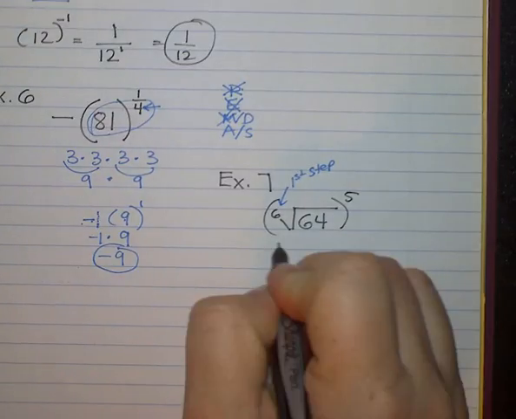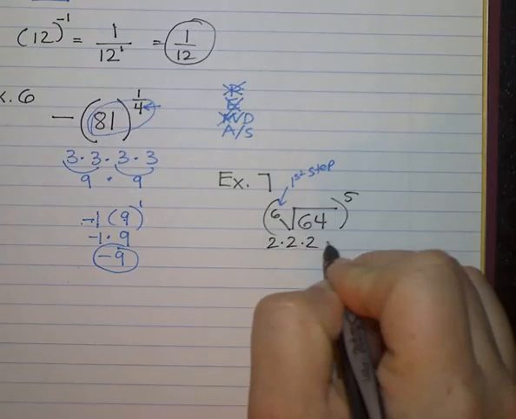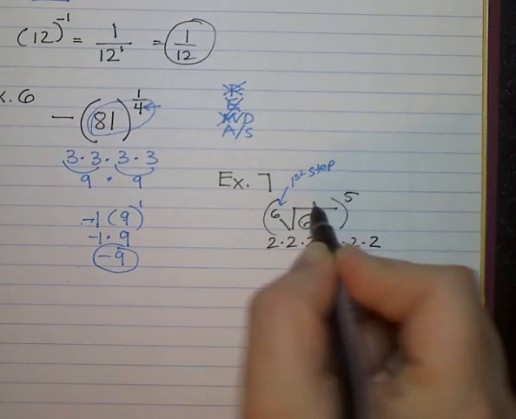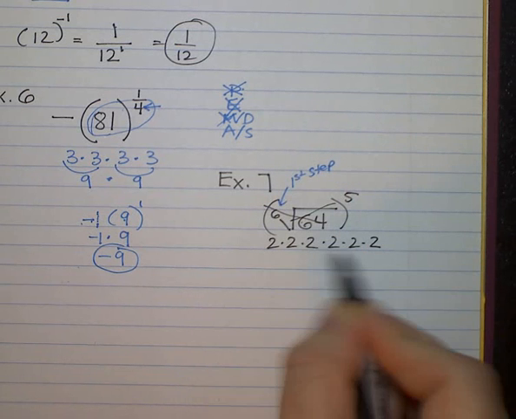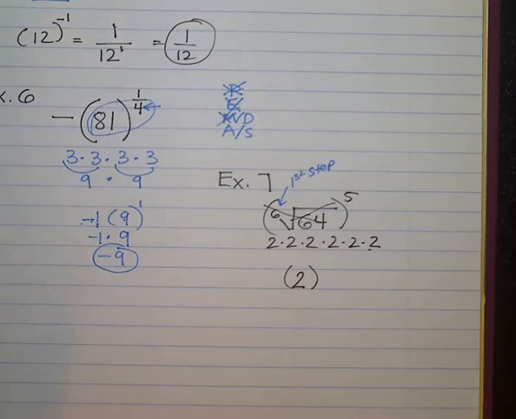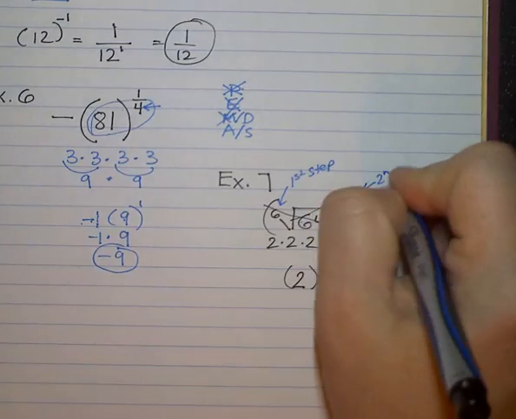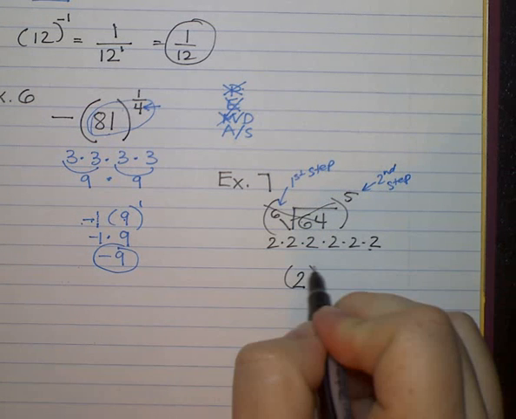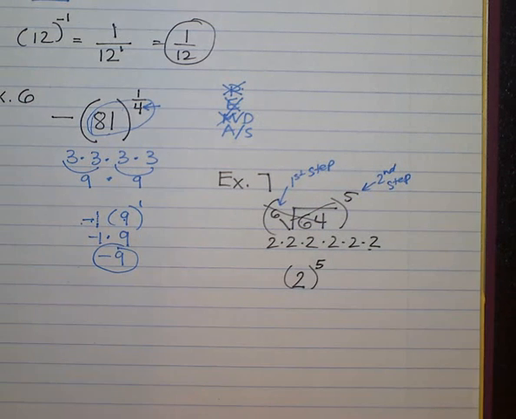So 2 times 2 times 2 times 2 times 2 times 2 gives you 64. That's just inside. I just took care of the inside, and I came up with an answer of 2. Now the second step is to apply the exponent up above, which happens to be 5 in this problem. So 2 to the 5th.